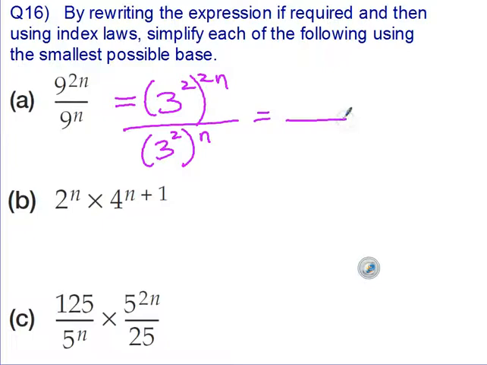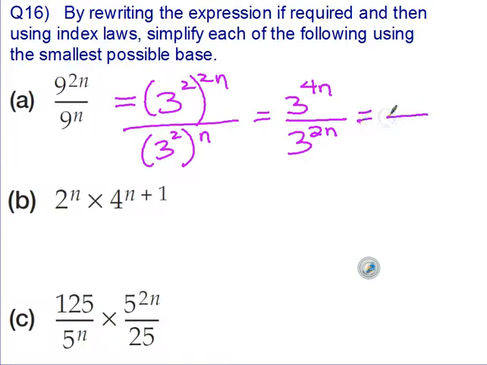Now we need to raise a power to a power. And the index law says that we multiply powers. 2 times 2n is 4n, and 2 times n is 2n. So multiplying the powers gives us that expression.